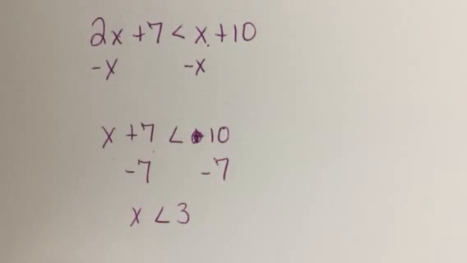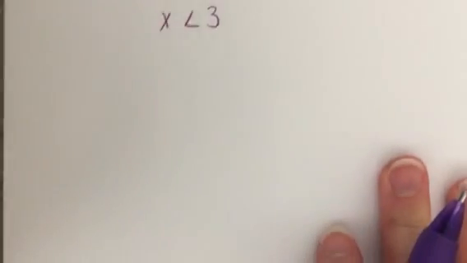It looks a little more complicated, but really it ends up being sort of simple, doesn't it? So x is less than 3. Let's do another one. How about one like this?